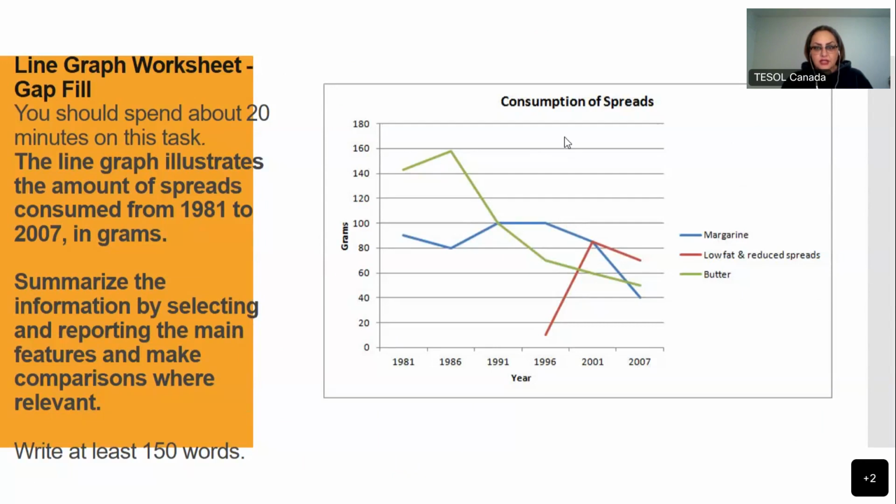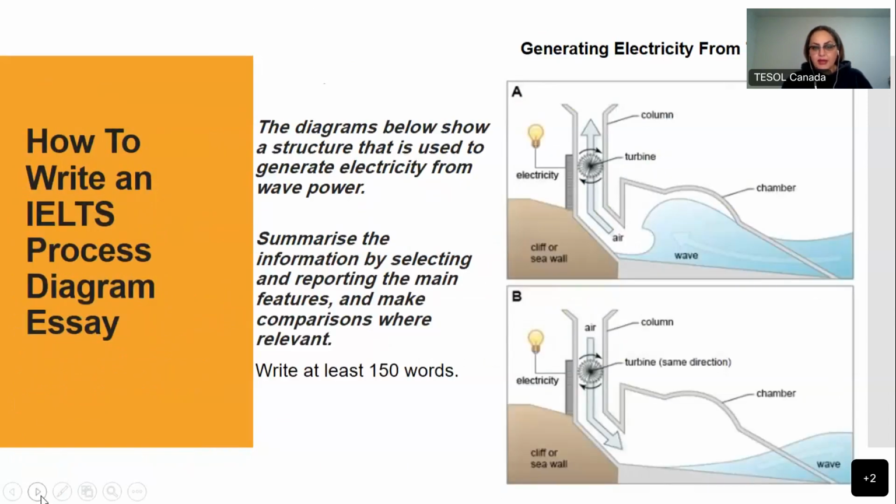So here you can see a line chart. This is a sample of a line chart. You have 20 minutes. The line graph illustrates the amount of spreads consumed from 1981 to 2007 in grams: margarine, low fat and reduced spread, and butter. Summarize the information and report the main features and make comparisons. So again, you circle the highlights, then start by paraphrasing, then main features and comparison.